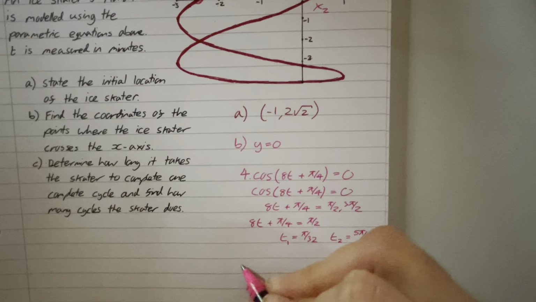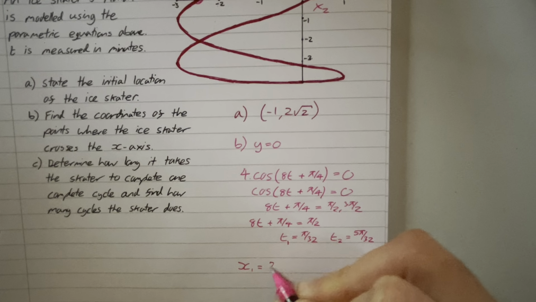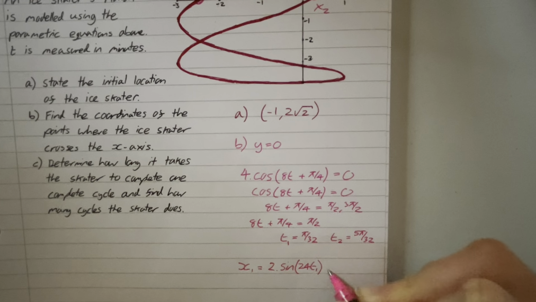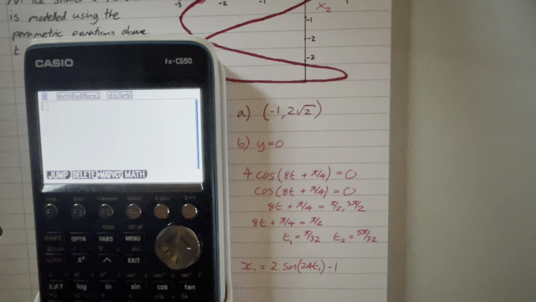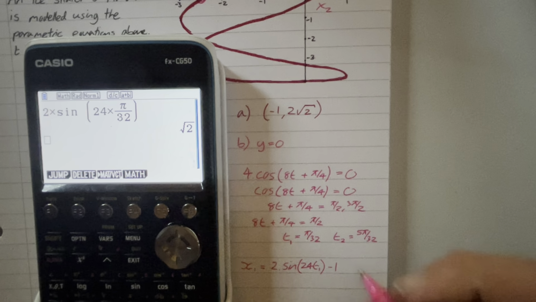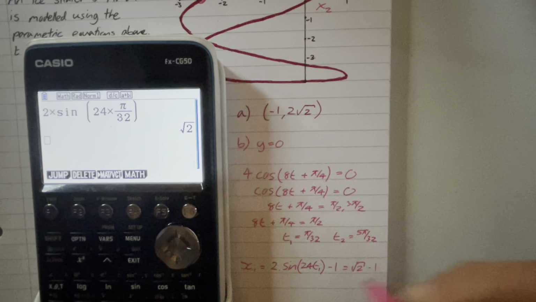So my x value is going to be 2 times the sine of 24, subtract 1. So I'm going to get my calculator out for this. So 2 times the sine of 24 times t1, which was pi on 32. That's root 2, so then subtract 1. So that's root 2 minus 1.